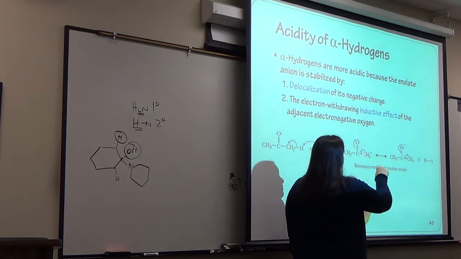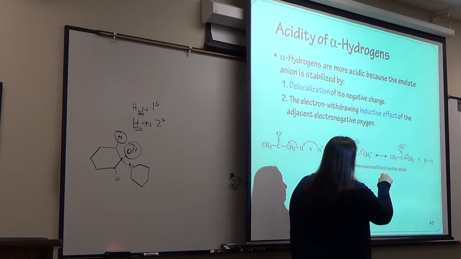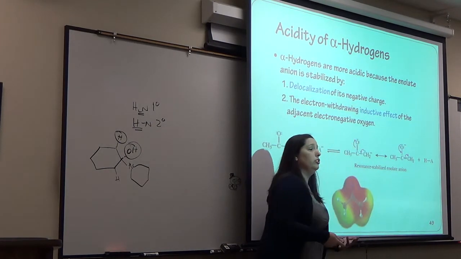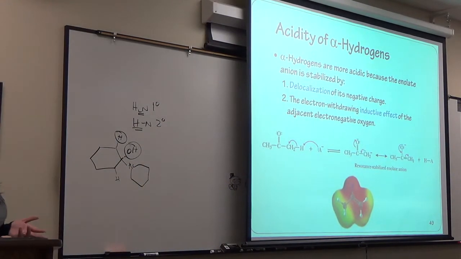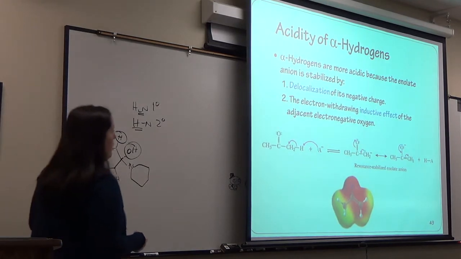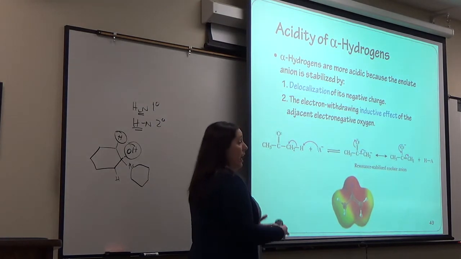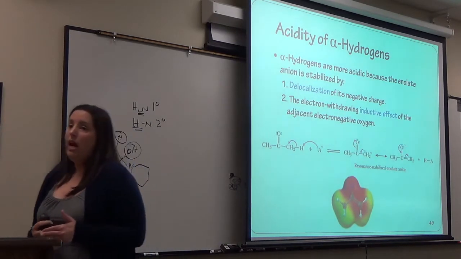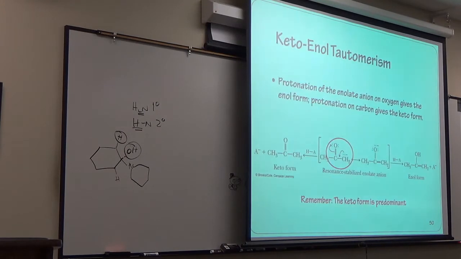And because it's next to the carbonyl, it's going to be stabilized by a resonance structure, moving these electrons over here and putting the negative charge on the oxygen, which is where the negative charge is most comfortable. Oxygen likes electrons. Does that make sense? So this position is a potential site for reactions as well. The alpha hydrogens are acidic, which means we can do reactions here.